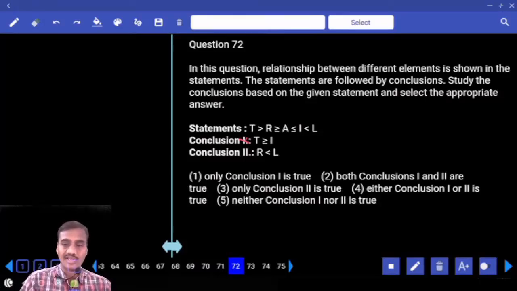Next one, R and L, greater than, less than, again 2 opposite symbols, so no relation here. Then what is your answer? Neither 1 nor 2. Choice 5, question number 72.